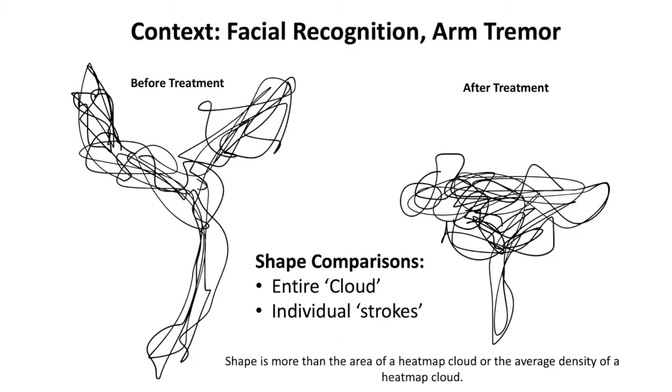I want to reiterate that shape is more than just the area of a heat map cloud and more than the average density of a heat map cloud. The information that the LCPC transform can extract will complement existing methods in producing much more accurate machine learning models.